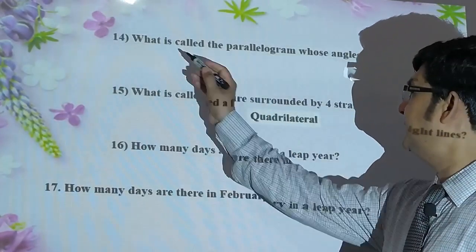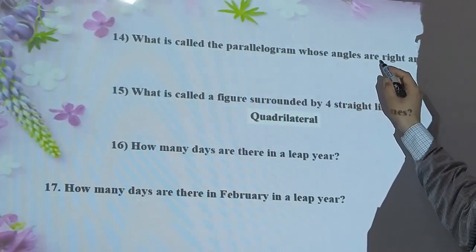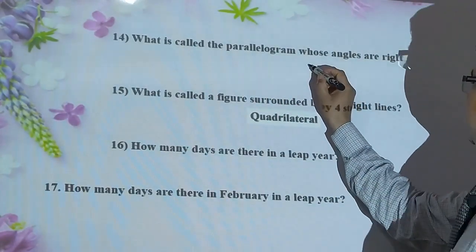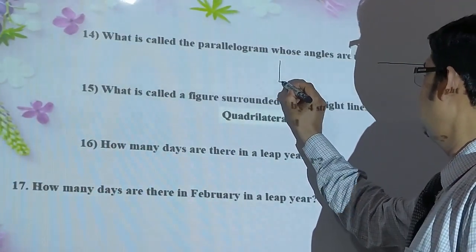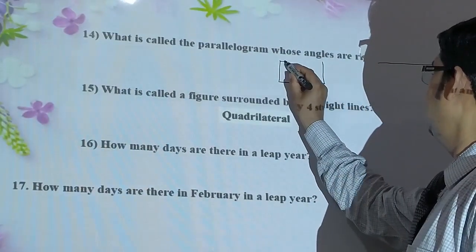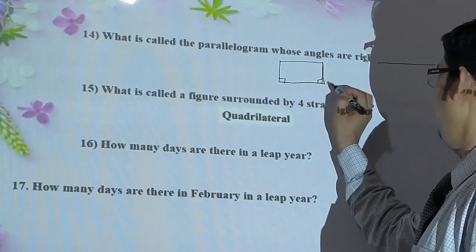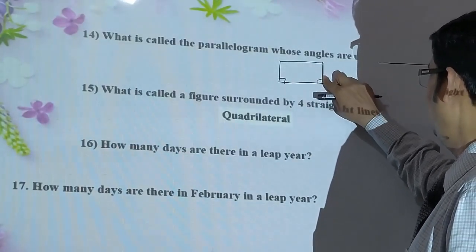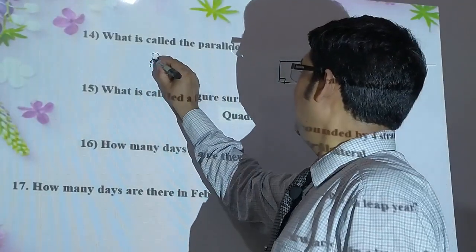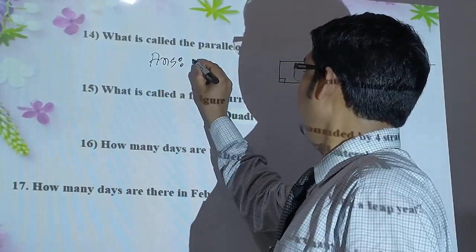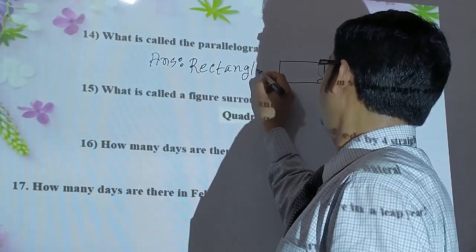Okay, dear students, what is the parallelogram called whose angles are right angles? So a parallelogram with right angles, this is the shape. This shape is called a rectangle. Every angle is 90 degrees. 90 degrees means right angle. So the answer is rectangle.